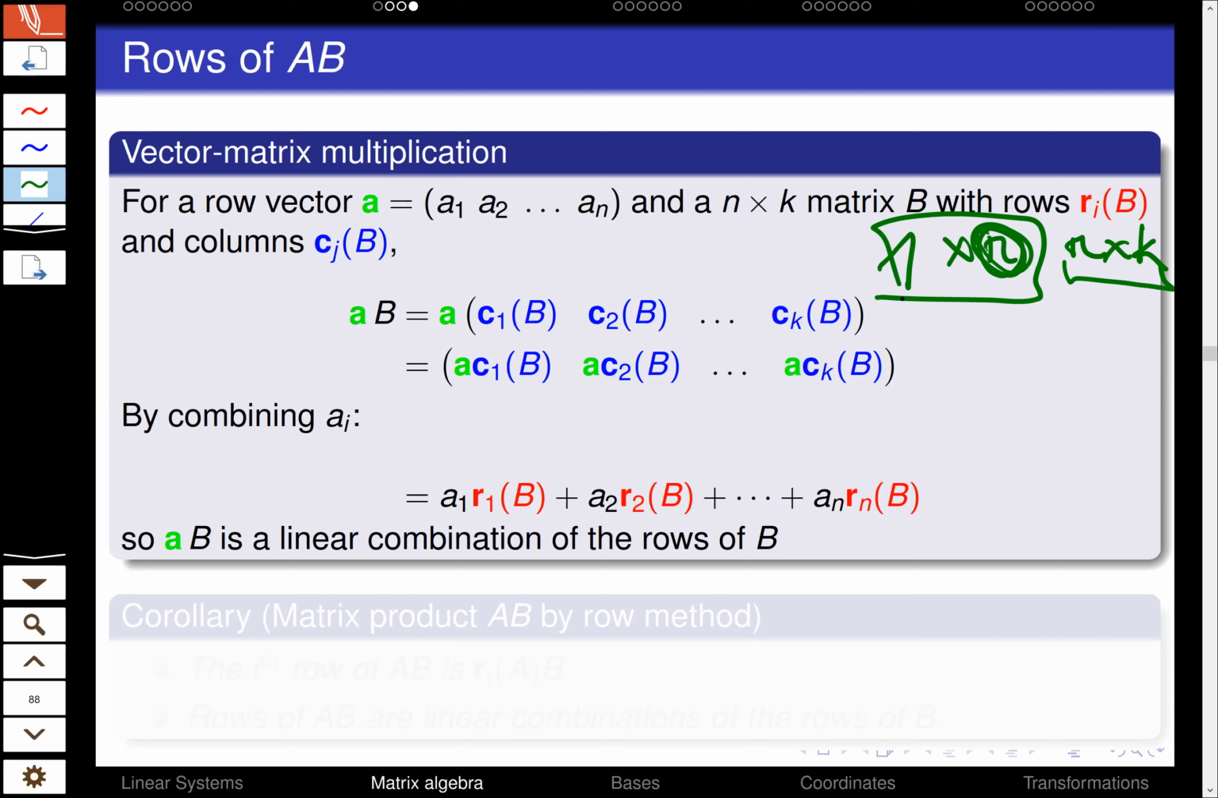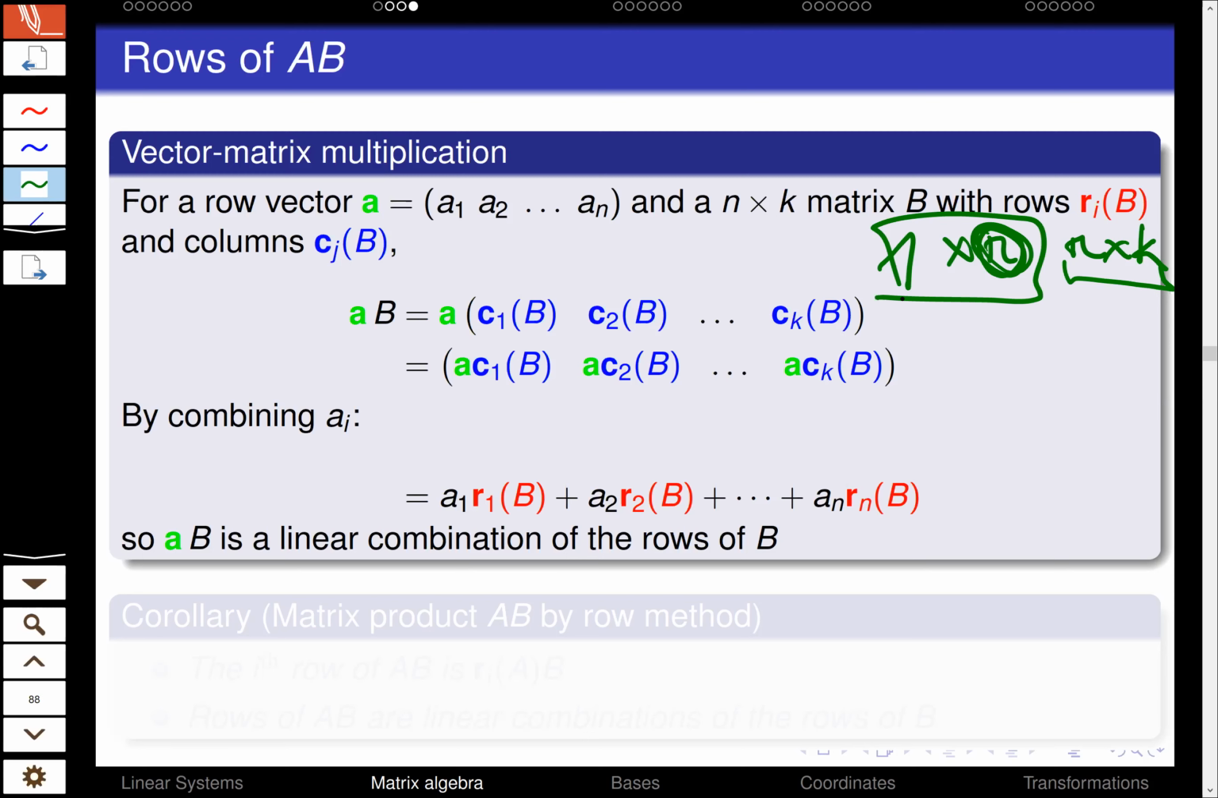And then again, we can interpret it in the following way. If you multiply a row by a matrix, B is a set of columns. So we multiply this row by each column separately. So here is the dot product of a row and the corresponding column, C1, C2, and so on.